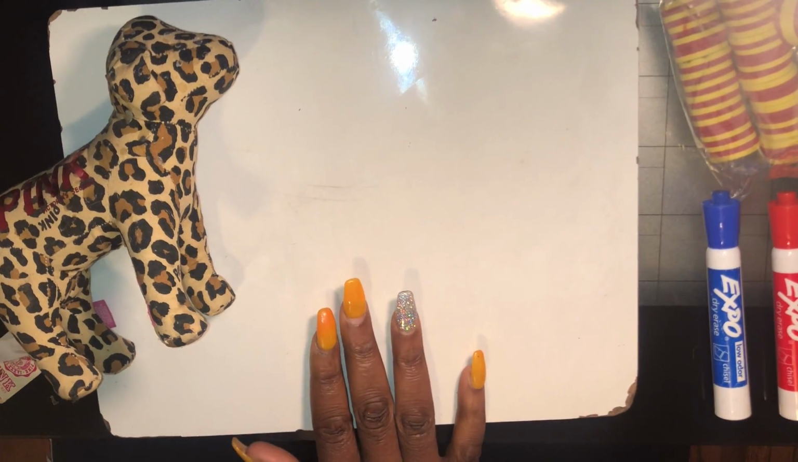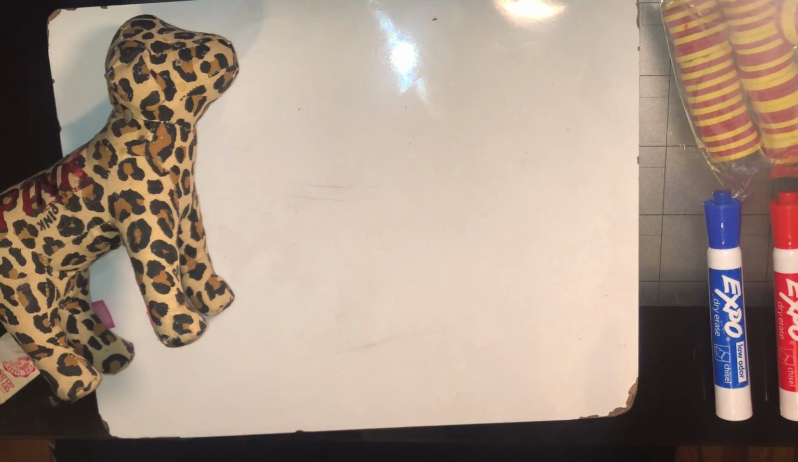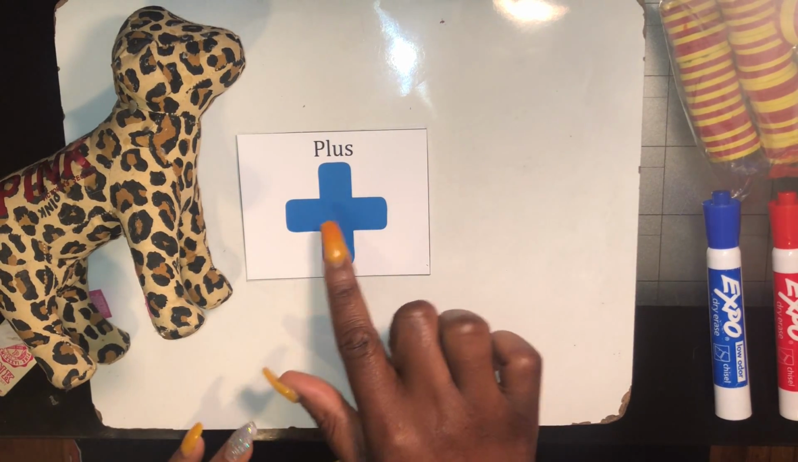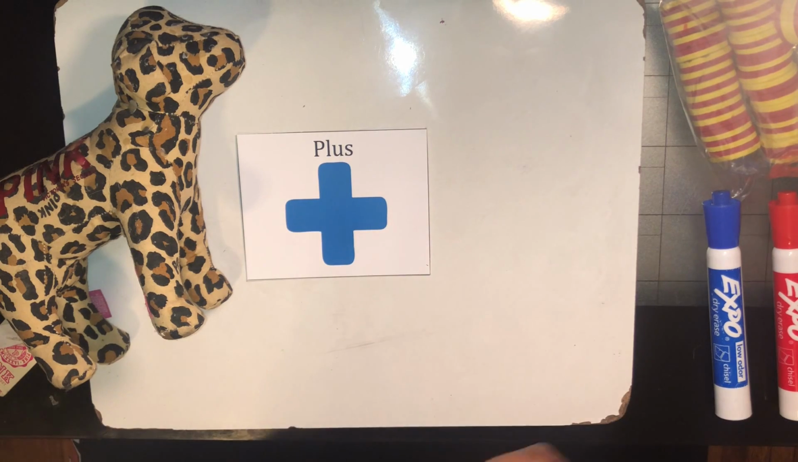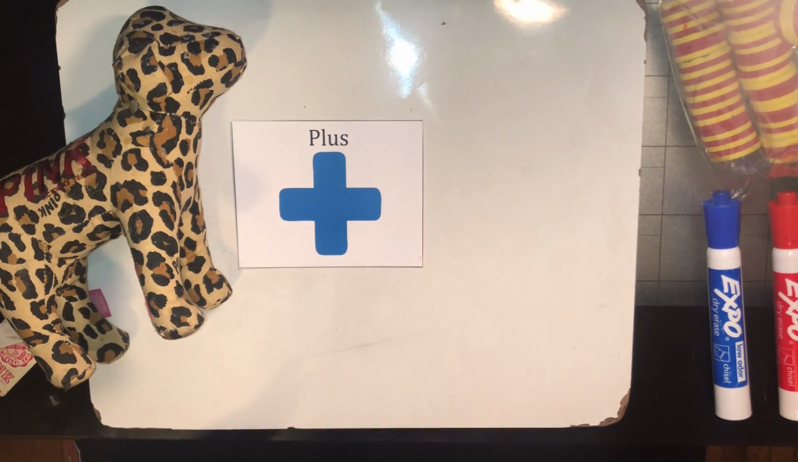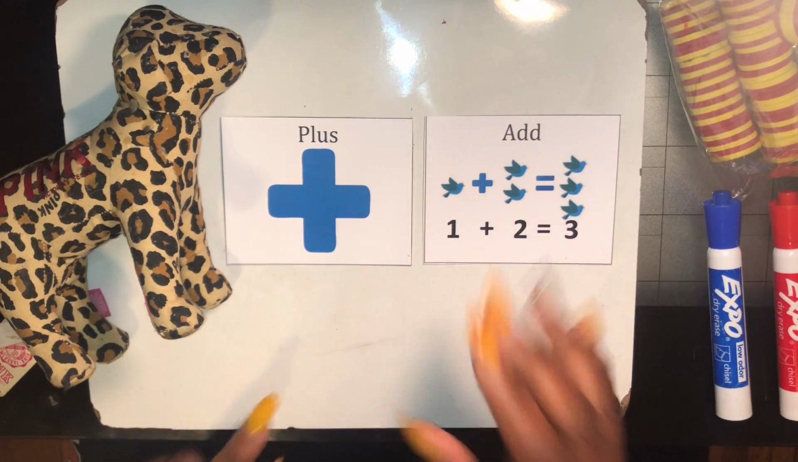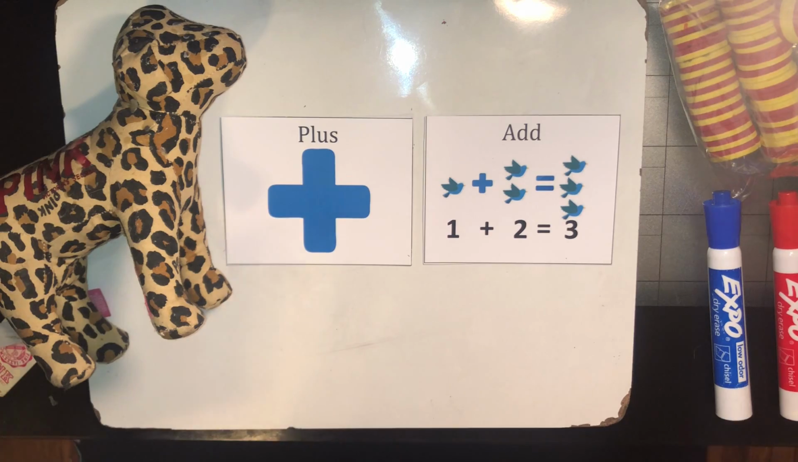All right, let's go over our academic vocabulary. So today we're going to be using the word plus. When you plus, this is the sign that we use to add things together. So when we're doing a putting together problem, we use the plus sign. The next word is add. When you add, you're putting some numbers together, you're putting things together.